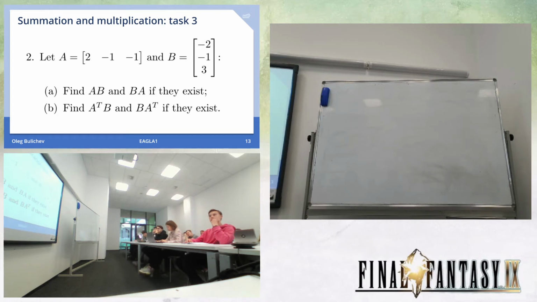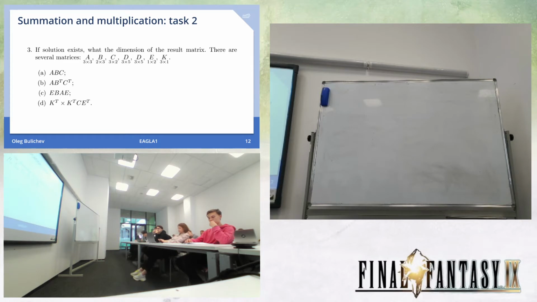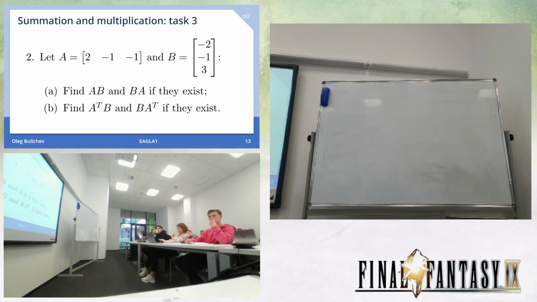Okay, about this task. So in this task we can say what A is a vector. No. B is a vector. B is a vector. Yes. Okay, thank you.